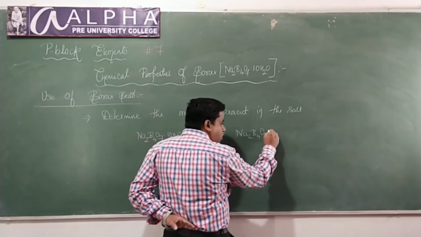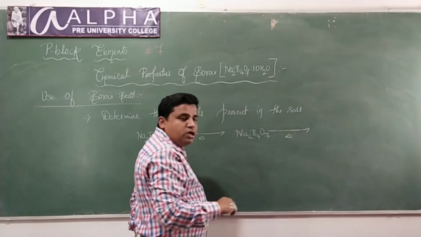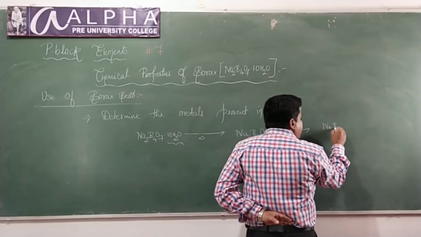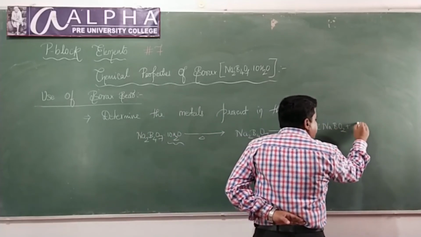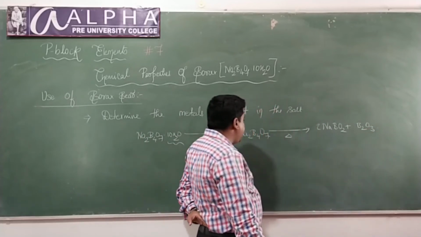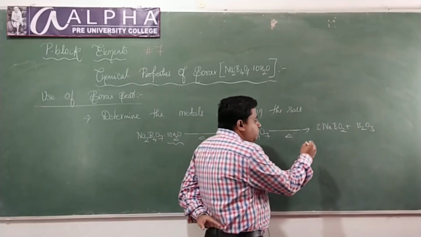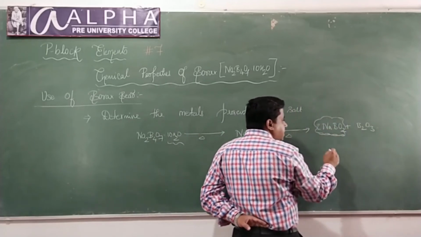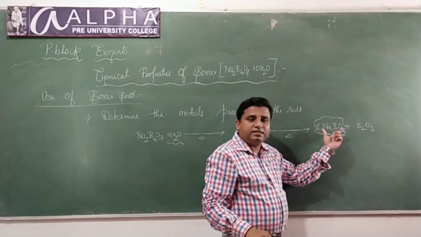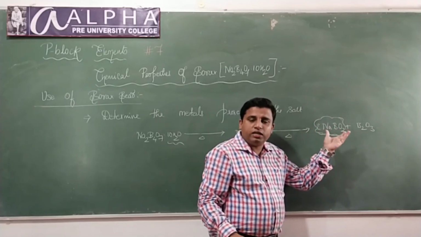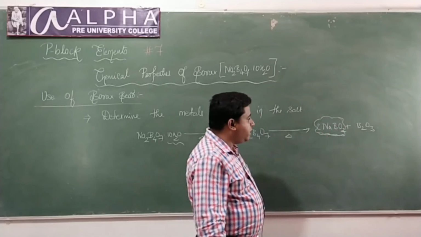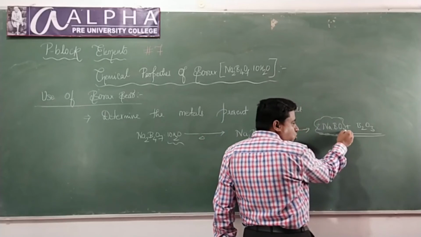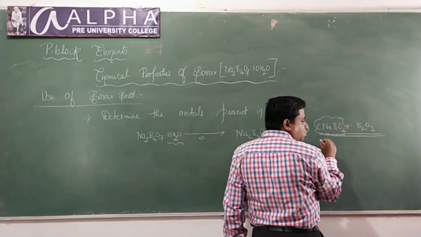Now you keep on heating this. You will not stop. Upon heating, we will get what? NaBO2 plus B2O3. What is this? This is a transparent glassy bead, and this is called borax bead. So what does the borax bead consist of? Borax bead consists of NaBO2 plus B2O3.